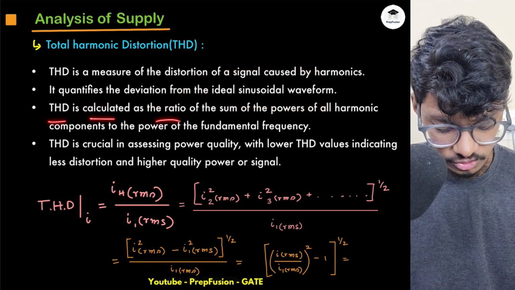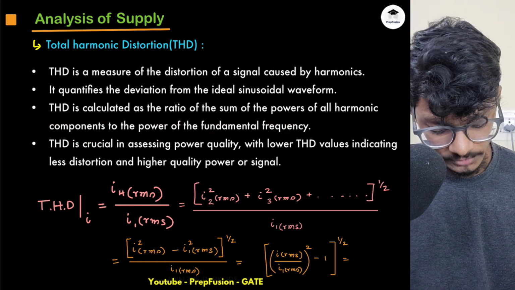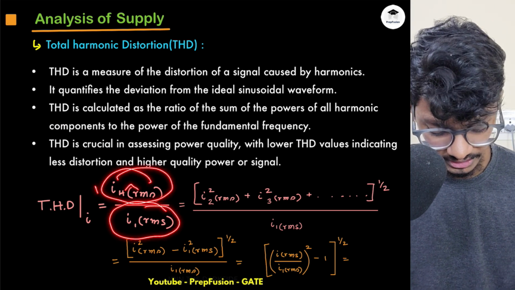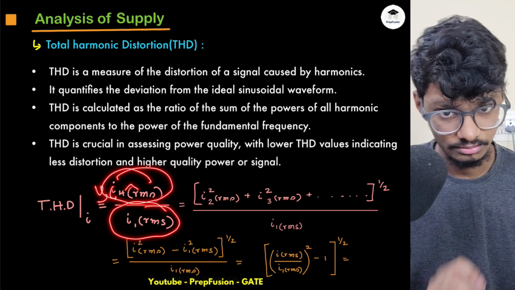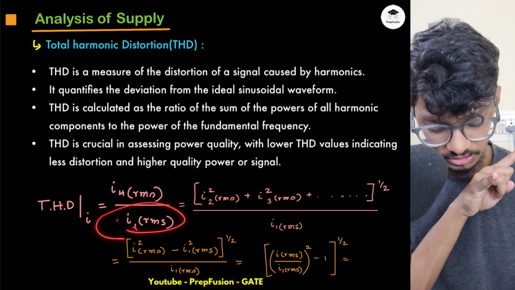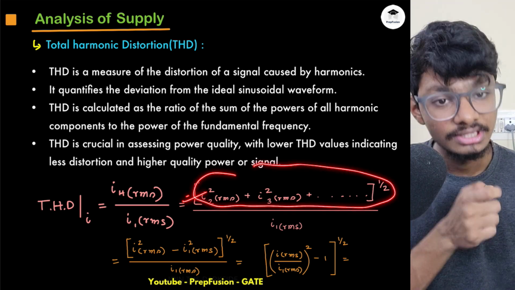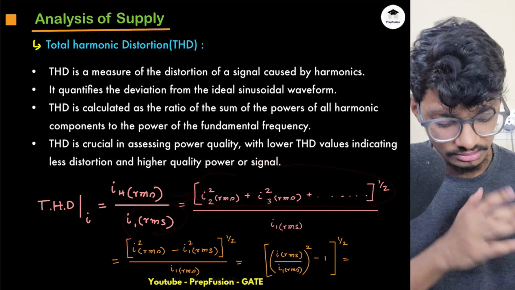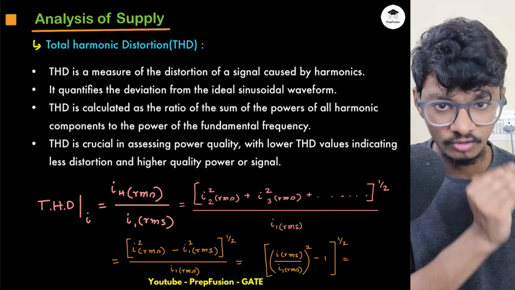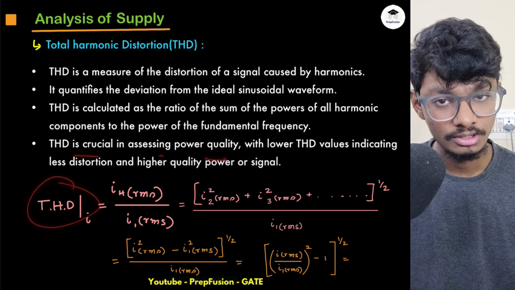THD is calculated as the ratio of the sum of the powers of all harmonic components to the power of the fundamental frequency. Here it is Vs into the power due to all the harmonic components divided by Vs into the fundamental component. Vs gets cancelled, so the RMS value of all the components except the fundamental will be in the numerator, and just the RMS value of the fundamental component will be in the denominator, and the ratio of these two is my THD. THD is crucial in assessing the power quality, the quality of the waveform.